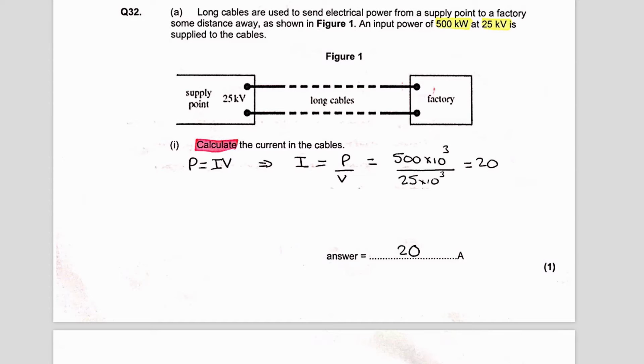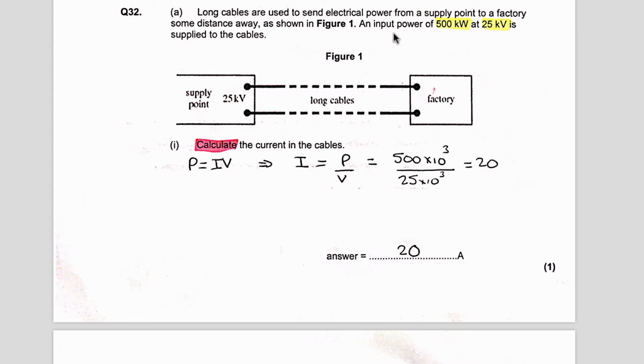Okay, so this is question number 32 of the Magnetic Fields Homework booklet. In part A of question 32, we are told that long cables are used to send electrical power from a supply point to a factory some distance away. So here we have a supply point, some sort of either a substation or alternatively a power station itself. That's connected via long cables to a factory.